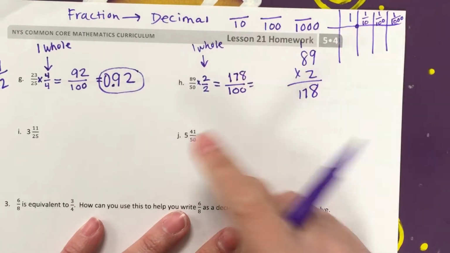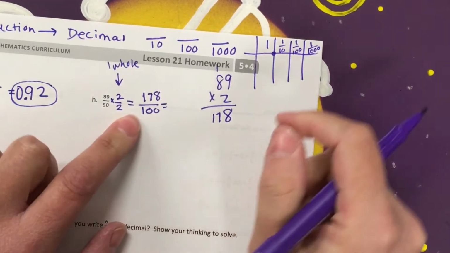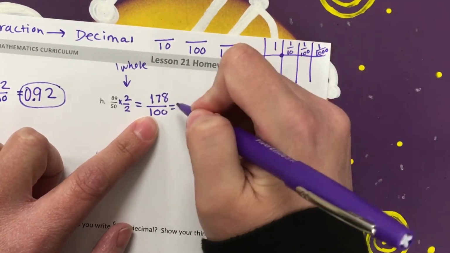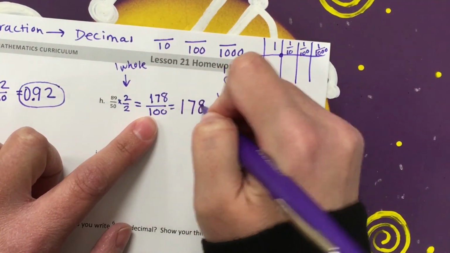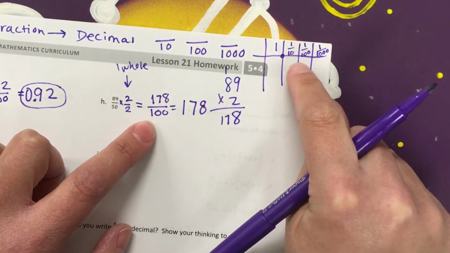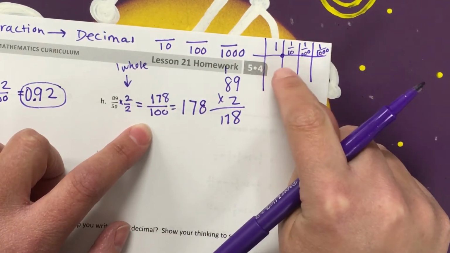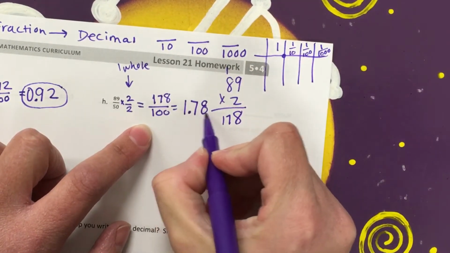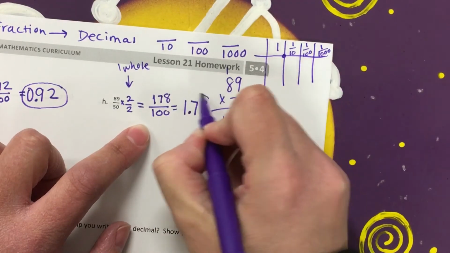Now, to think of what that looks like as a decimal, 178 hundredths, the 8 in 178 needs to be in the hundredths place. So if the 8 is here, the 7 is here, and the 1 is here, we get 1.78. So there we go. 178 hundredths is 1 and 78 hundredths, 1.78.